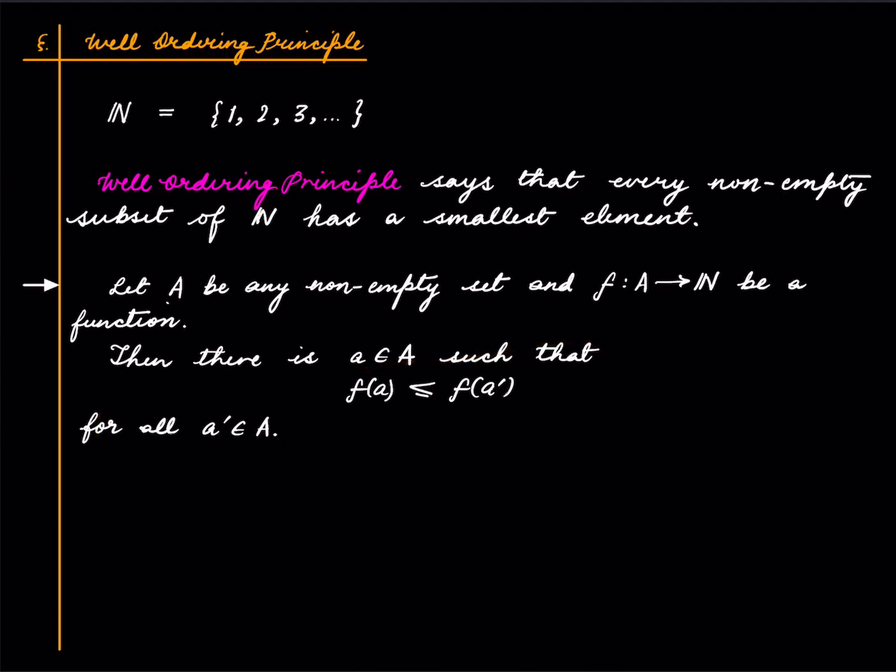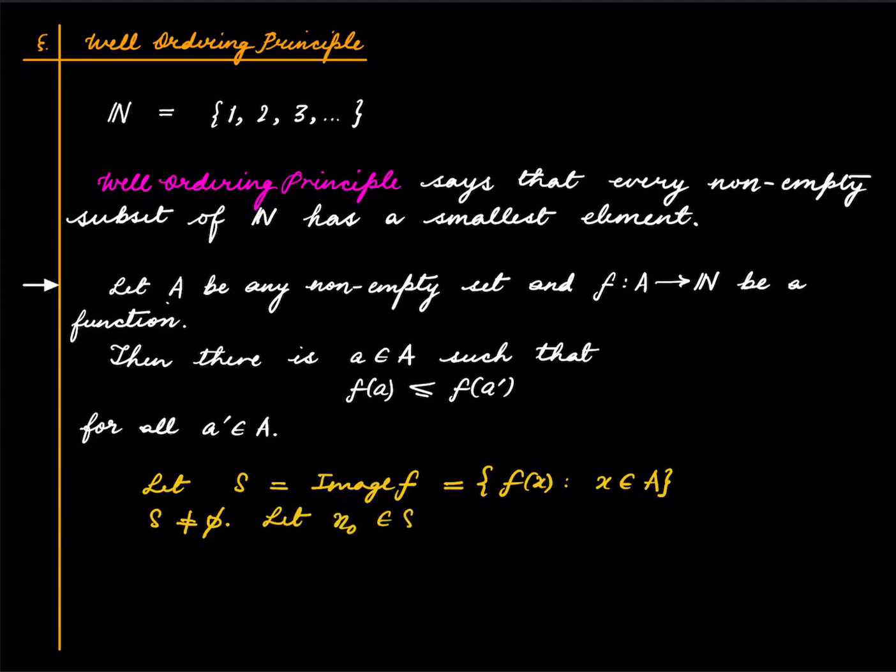And this is also immediately clear from the statement that I've written here, because what one can do is let S equal the image of f, which, let us recall, means just the set of all points that appear as images of elements in the domain of f. And since A is non-empty, S is non-empty, and therefore S is a non-empty subset of the set of natural numbers. So we can pick a smallest element in it. So let's say n naught be the smallest element in S, and let a in A be such that f of a equals n naught.